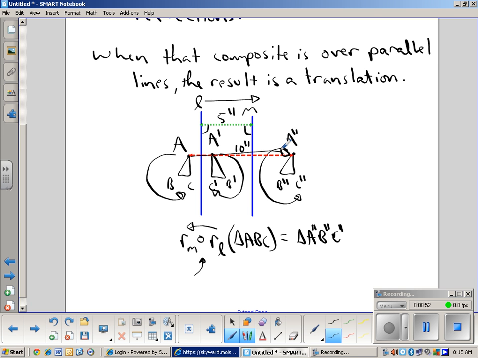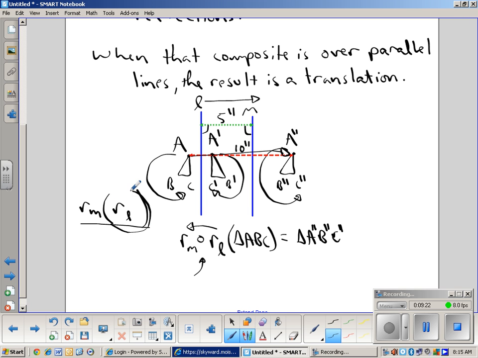But why is it written backwards? Because this is like parentheses, this here. It's saying the reflection over M of the reflection over L. And you always do what's in parentheses first, right? And so we never write it this way. It really isn't written this way, but I'm trying to make you understand that's what it's kind of like.